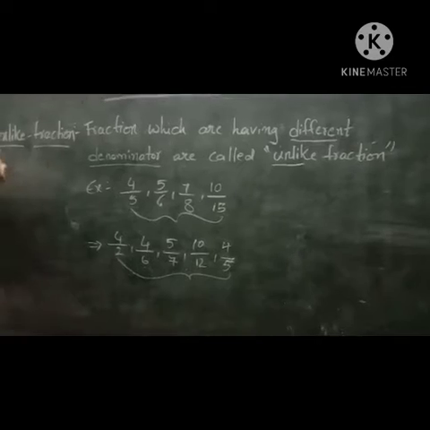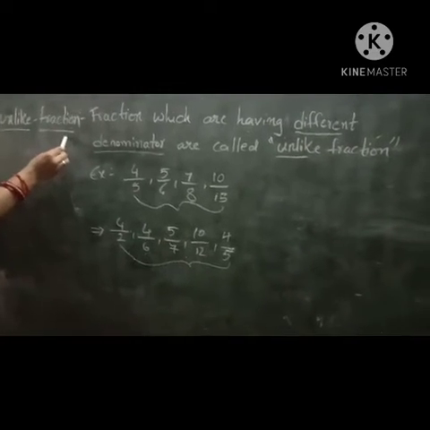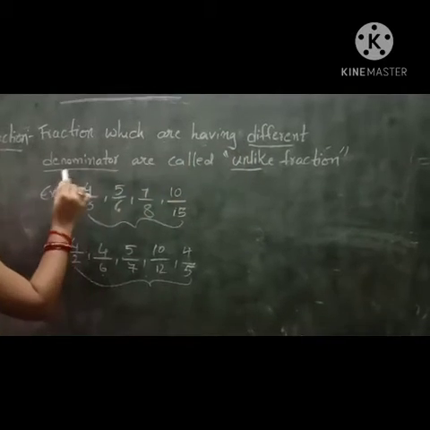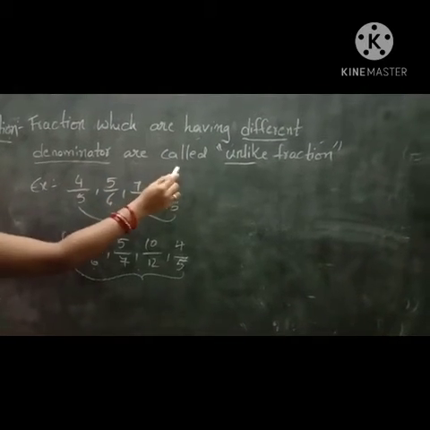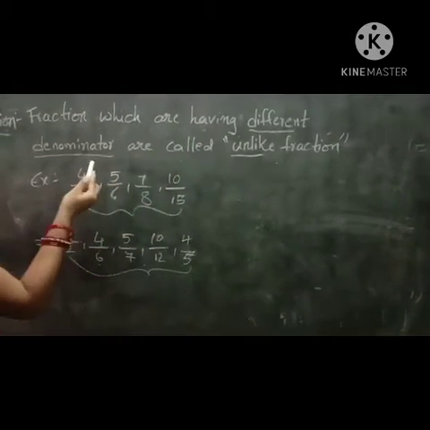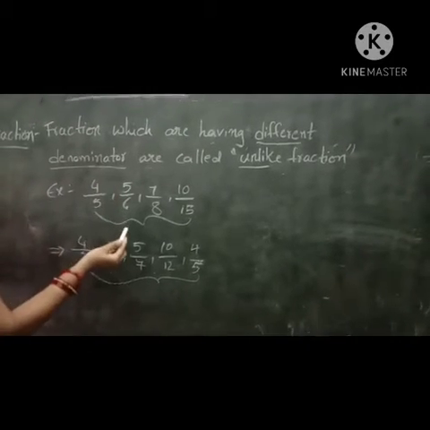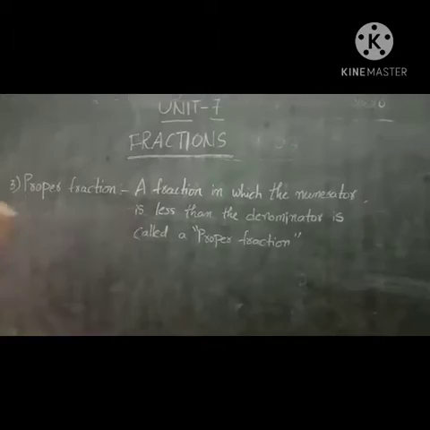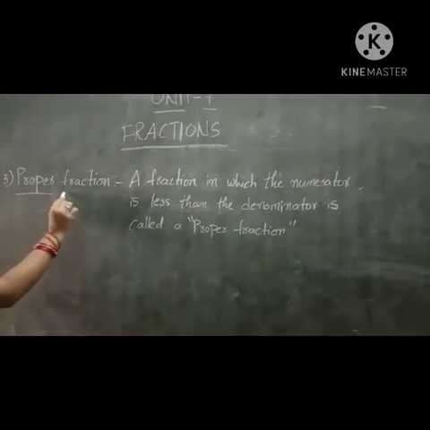Now see, children, what is an unlike fraction? Fractions which have different denominators are called unlike fractions. If a different denominator is there, that fraction is called an unlike fraction. Next, the third one is proper fraction.